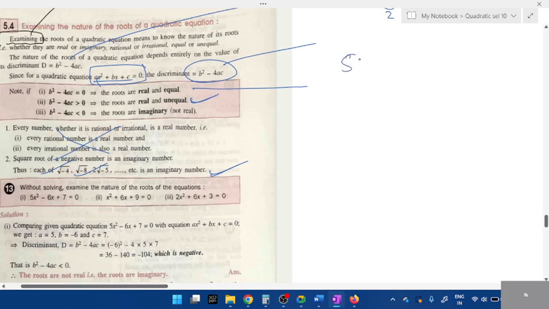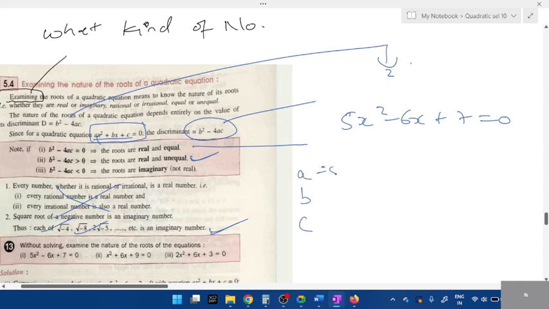Look at the first question. 5x square. So first we need to arrange. From here, tell me the value of a, b and c. All of you will respond. a is equal to 5, b is equal to minus 6, and c is equal to 7.